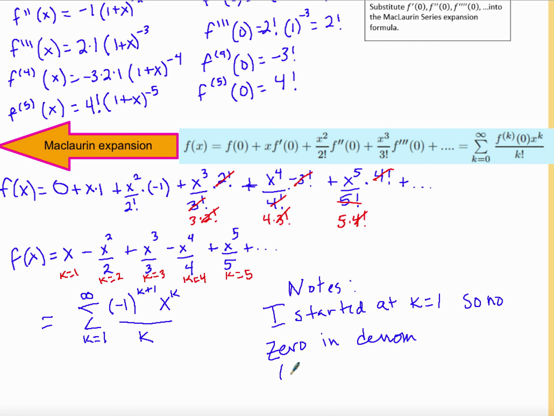I used the negative 1 to the n power because of alternating series signs. And then instead of using n, I used k plus 1 because I wanted to start with a positive.